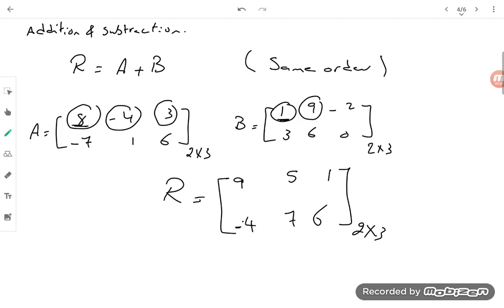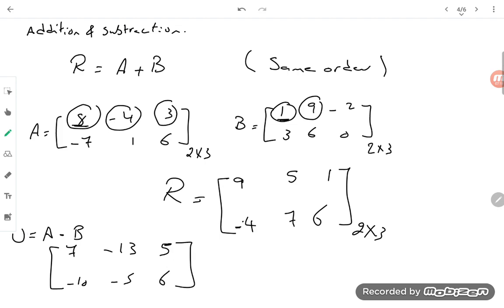The same in case of subtraction. If you would like to find A minus B, it will be 8 minus 1, which is 7, negative 4 minus 9, which is negative 13, 3 minus negative 2, which is 5, negative 7 minus 3, which is negative 10, 1 minus 6, which is negative 5, and finally 6 minus 0, which is 6. So this is A minus B, or say for example U. So subtraction and addition are similar to each other.